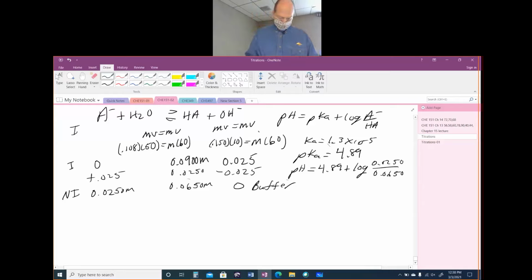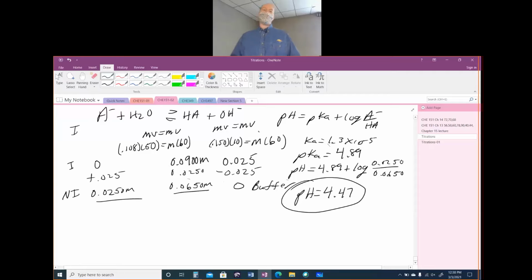All right, so log 0.025 divided by 0.065. And that gives you a pH of 4.47. So we had more acid. So again, here is 0.065, more weak acid, and less of the base. And so looking at your pKa, it's going to be slightly less than the pKa value. All right, so now we're going to do the equivalence point.